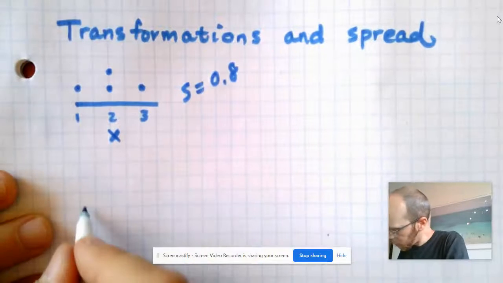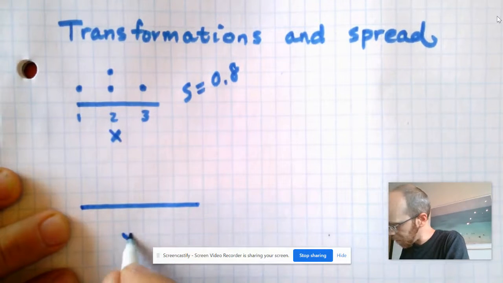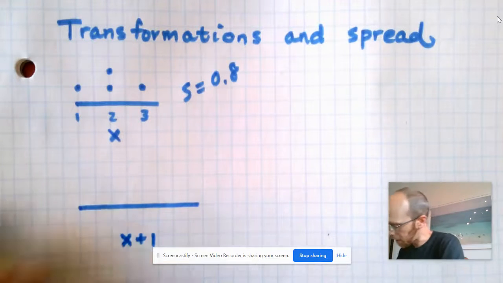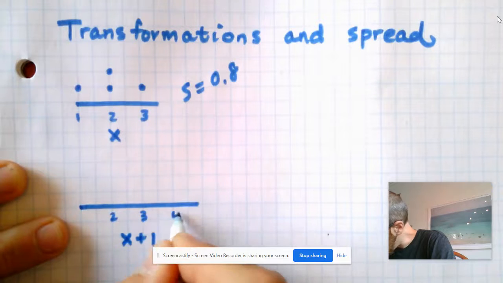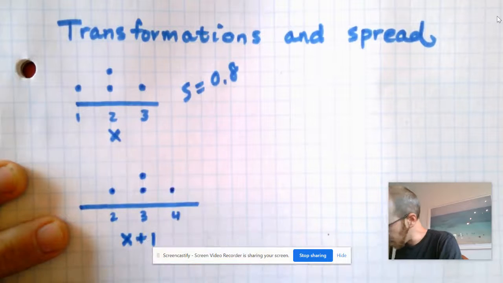Now imagine that we do a new data set down here, and this one is X plus 1. So in other words, everything is going to get 1 bigger, which means that the values are now going to be 2, 3, and 4. We'll have 1, 2, 2 3s, and a 4.